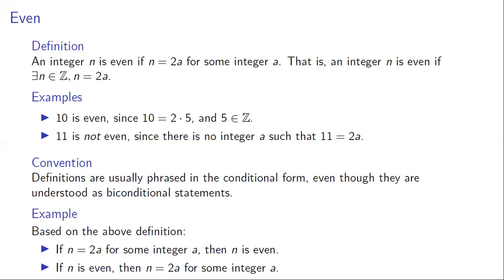So again, this shows that the above definition is understood as a biconditional statement, even though it's technically written in the conditional form, but that's just a convention. We mean that it is a biconditional statement: if n is equal to 2a, then the integer n is even, and conversely, if n is even, then we know that n is equal to 2a.